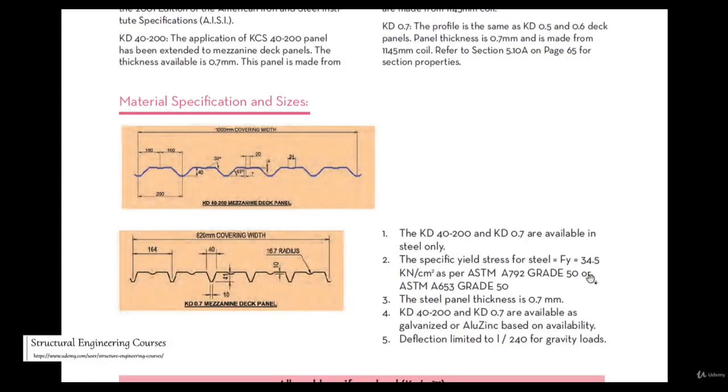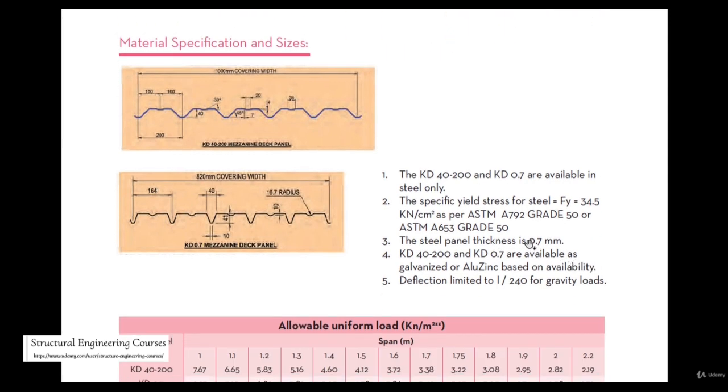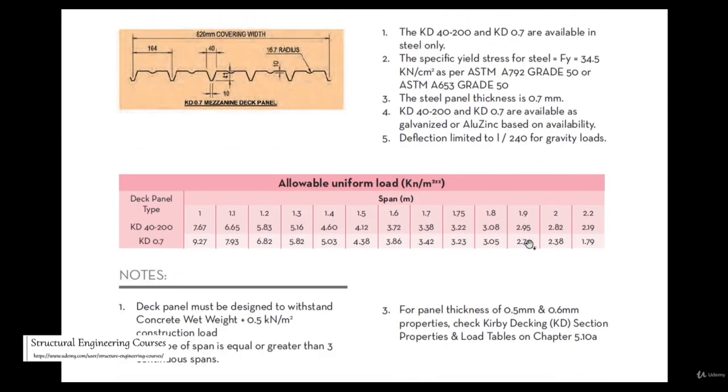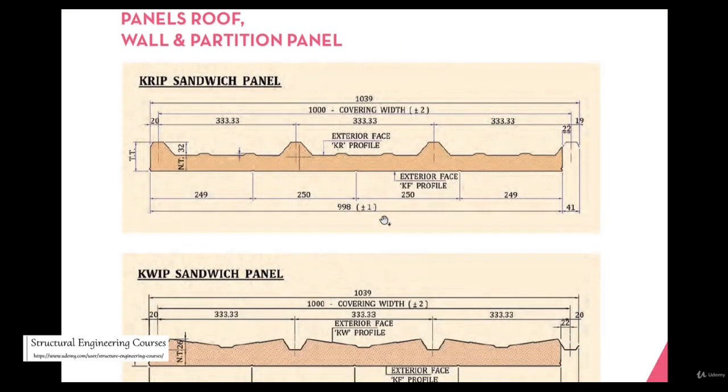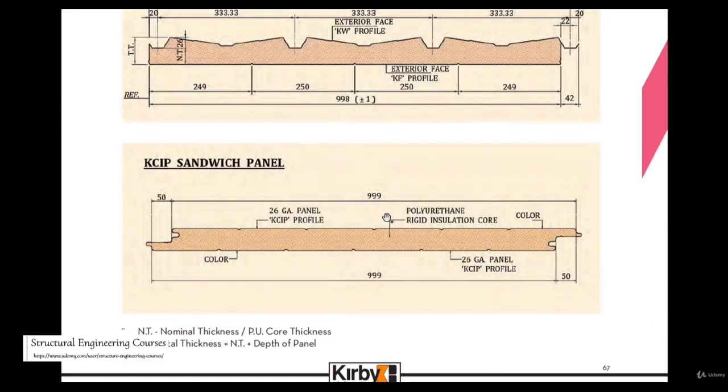The yield stress is usually in the range of 345 Newton per mm square, and steel panel thickness is usually 0.7 mm. And here they had given the allowable uniform load for various spans. If we are considering that deck panel type of 1.6, we can consider 3.72 kilonewton per mm square. The deck panel must be designed to withstand concrete net weight plus 0.05 kilonewton per meter square construction load. So this is also a sandwich panel.